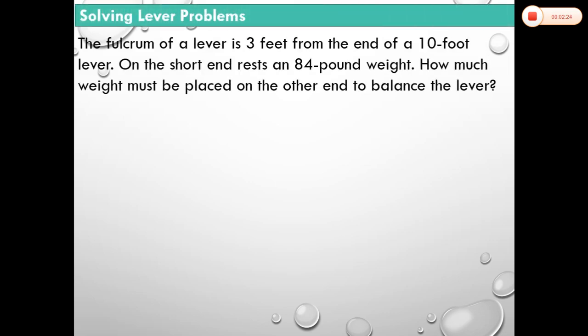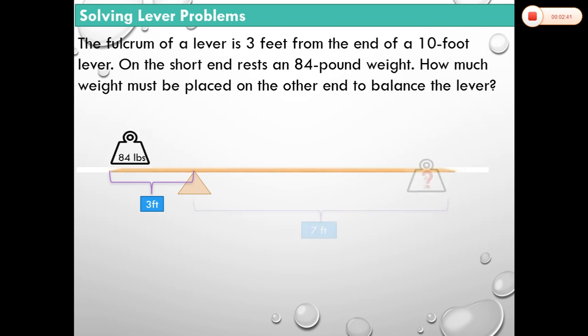In the second example, the fulcrum of a lever is 3 feet from the end of a 10-foot lever. On the short end rests an 84-pound weight. How much weight must be placed on the other end to balance the lever?